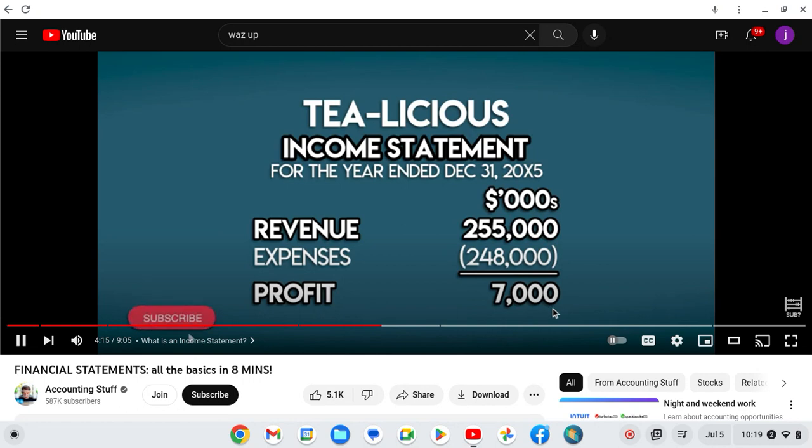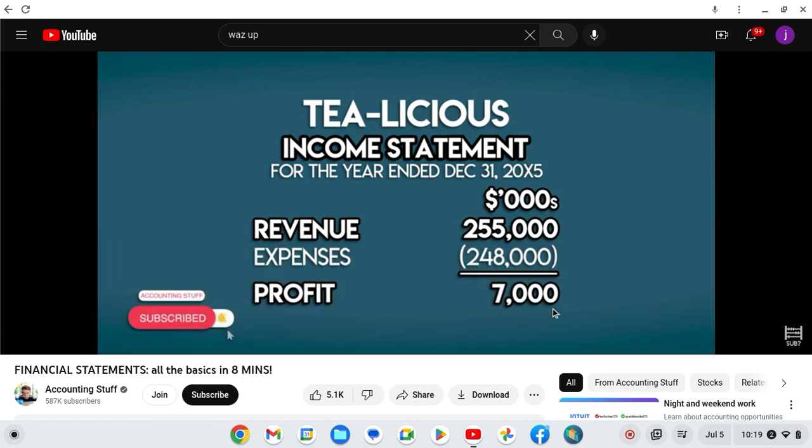Secondly, it incurred $248 million in expenses.